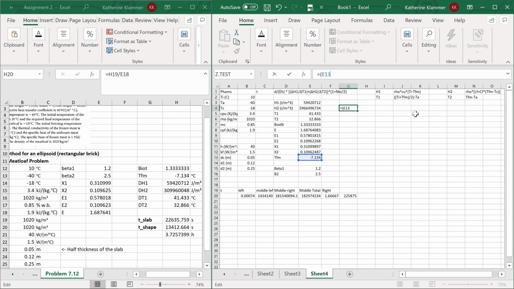Oh, I think I know where I went wrong. I should have added this instead of multiplied. So that will give me a very different answer. And now since I've linked everything together, this should be the right answer. So we're going to divide that by 3,600 and we get 3.726, which is the correct answer.